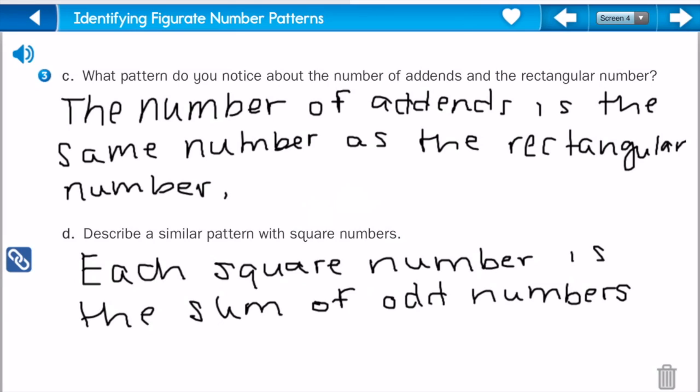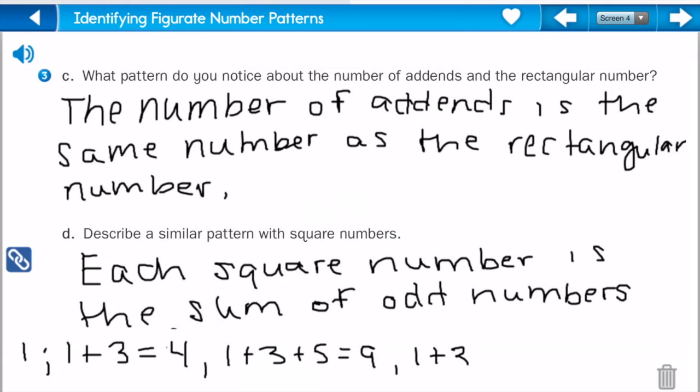So starting with 1. 1 plus 3 equals 4. 1 plus 3 plus 5 equals 9, which is another square number. And then 1 plus 3 plus 5 plus 7, that equals 16, which is another square number.